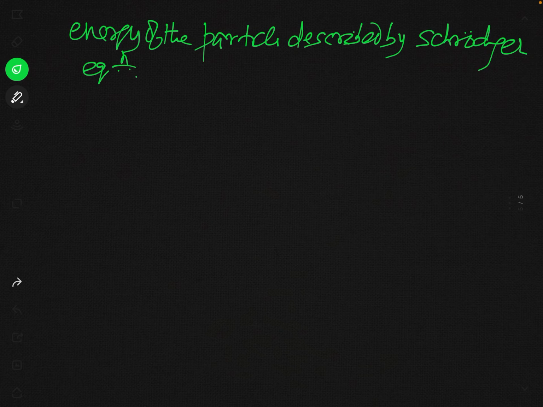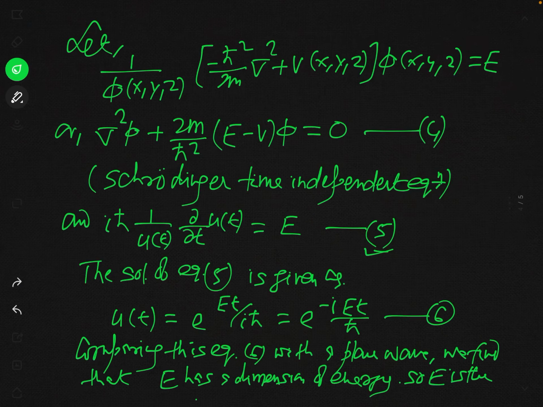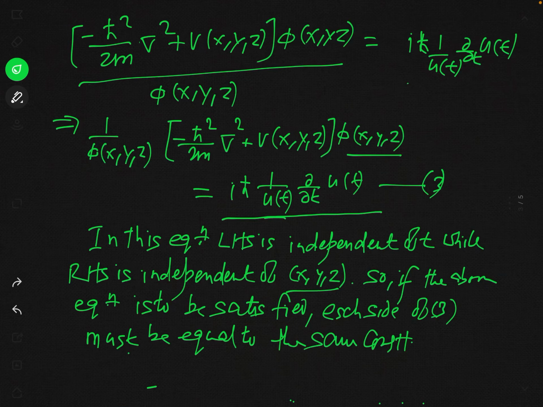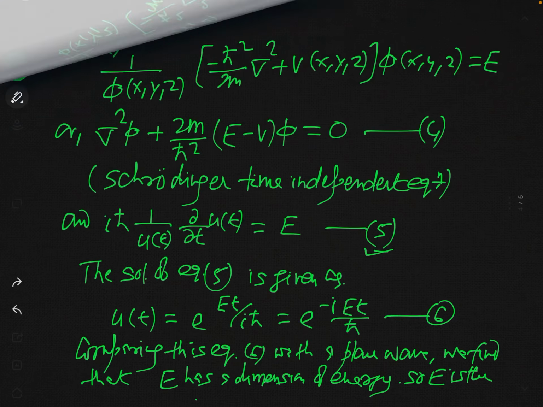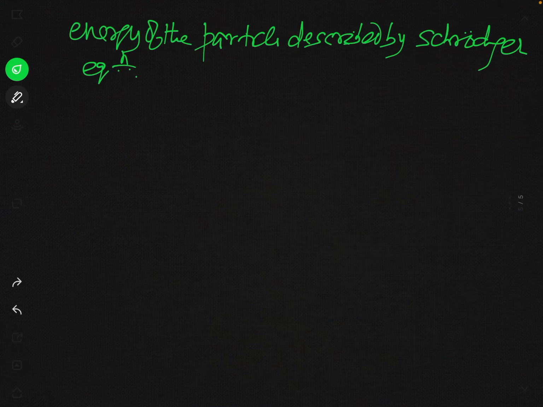So now with this value of u of t, if we write this equation 2, then what will be the solution of Schrodinger equation? You can see that equation 2 reads psi of xyzt is equal to phi of xyz times u of t, and we have defined this u of t. So now let us use that value of u of t in this equation 2, and then you will get the wave function psi of xyzt.